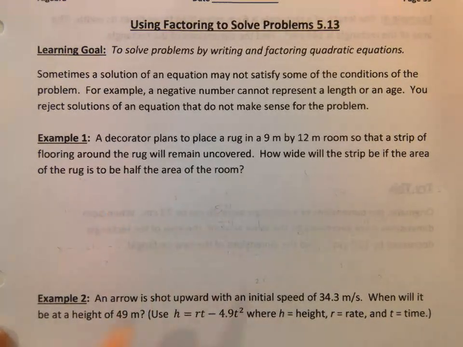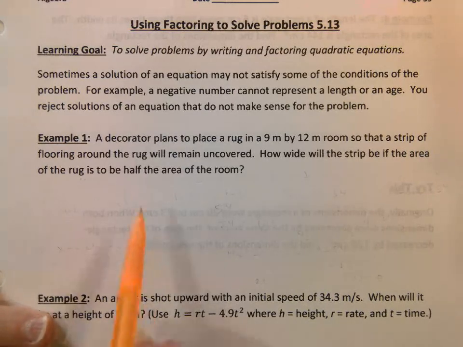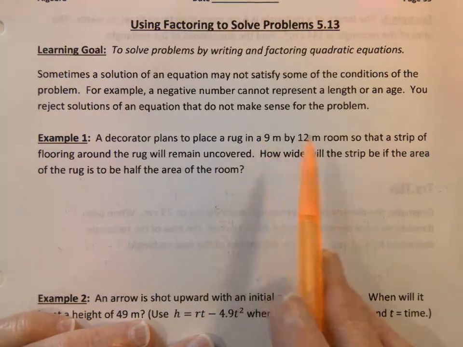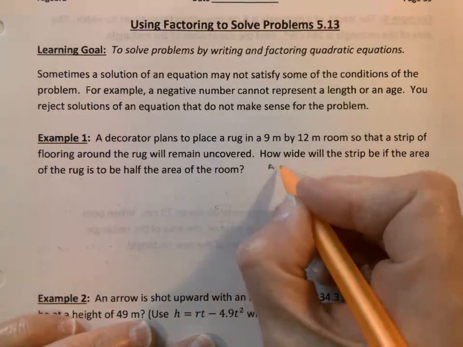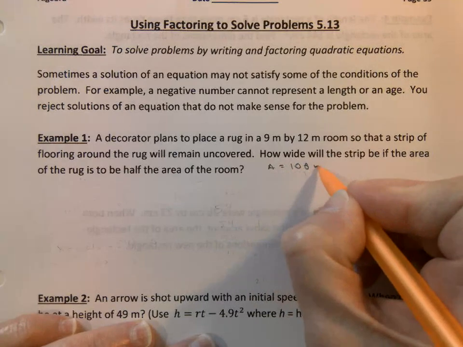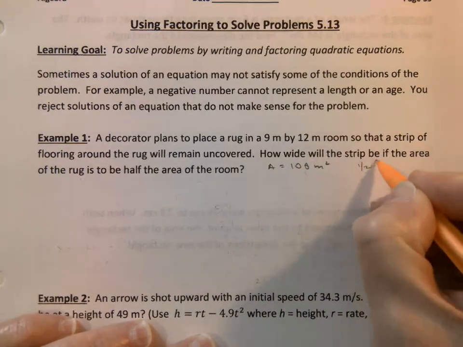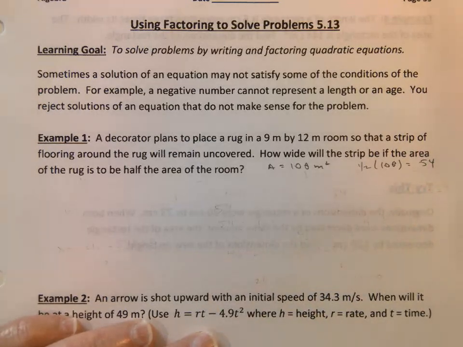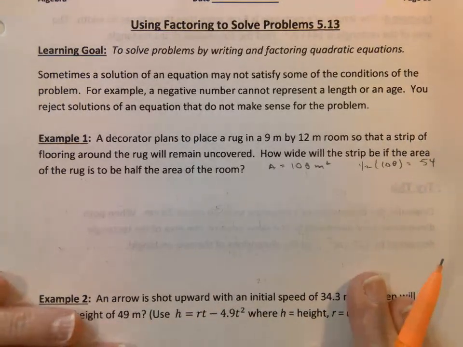A decorator plans to place a rug in a 9-meter by 12-meter room so that a strip of flooring around the rug will remain uncovered. How wide will the strip be if the area of the rug is to be half the area of the room? Okay, so let's get started by figuring out what's the area of the room. Well, if the room is 9 by 12, the area of the room is equal to 108 square meters. Okay, so half of that is going to be 54. So we're looking for a rug that has an area of 54 square meters.